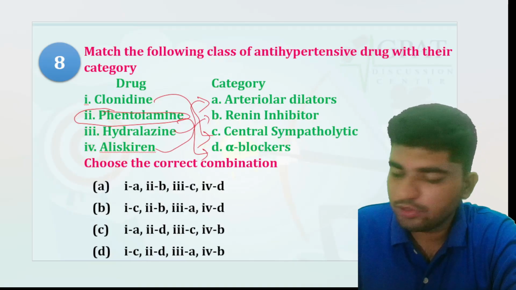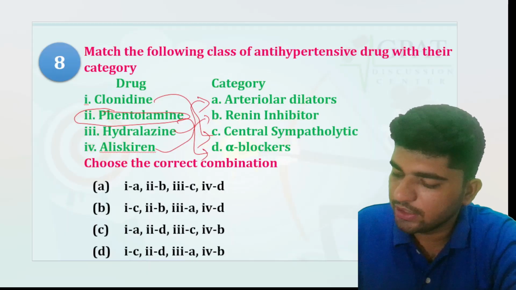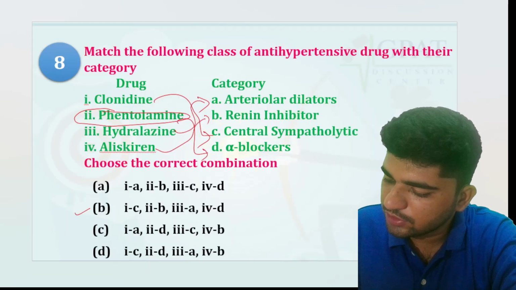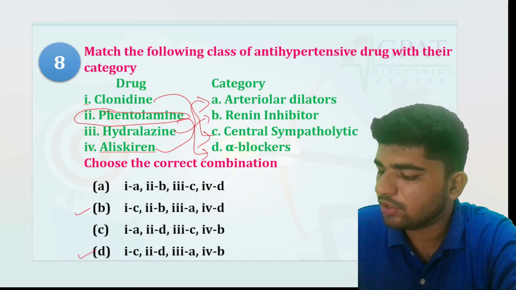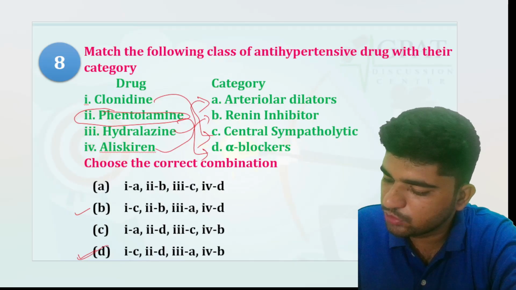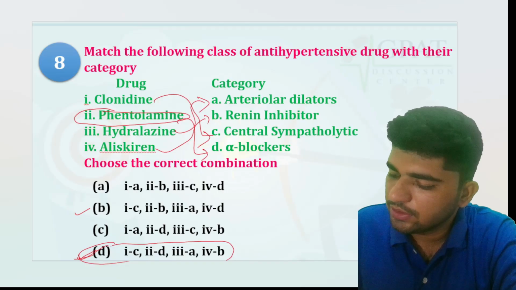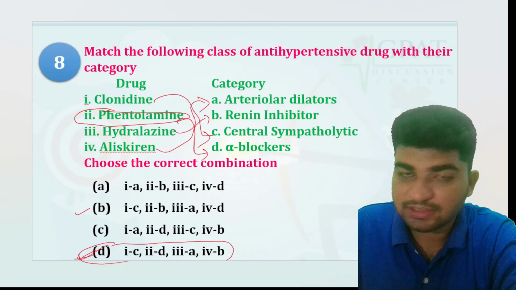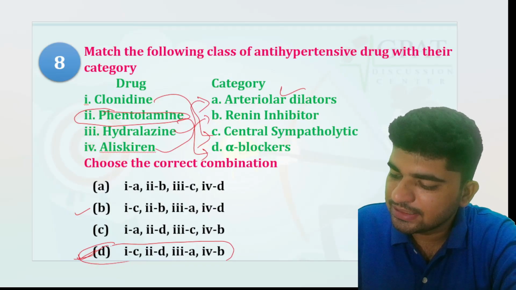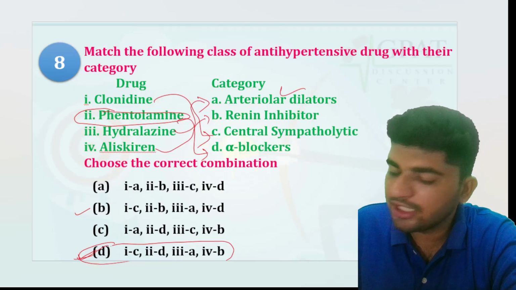Now clonidine is 1C. So this has 1C and 1C. Now phentolamine is an alpha blocker, that is 2D. Yes, 2D. So this option is right. Next, hydralazine is an arteriodilator. Yes, it is an arteriodilator. Now, aliskiren is a renin inhibitor.